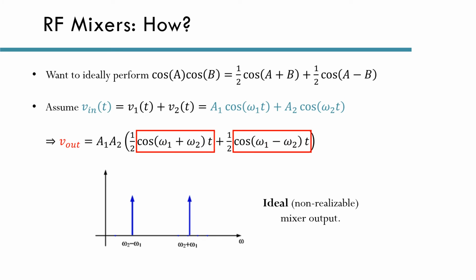Regardless of the circuit implementation, what we want from the mixer is to ideally perform multiplication in the time domain, and therefore if this is our input signal, then the output is the sum and the difference as shown also here on the frequency spectrum. Now, it is important to understand from the beginning that all our analysis in the next few slides is based on the assumption that we have an ideal mixer which produces only two frequencies at the output.